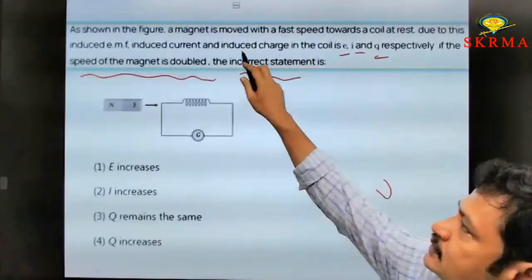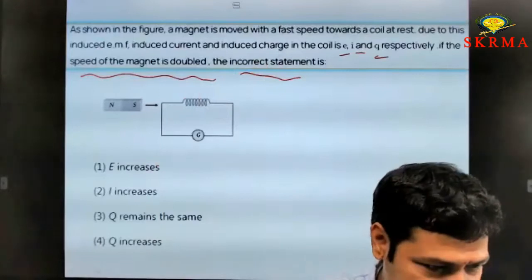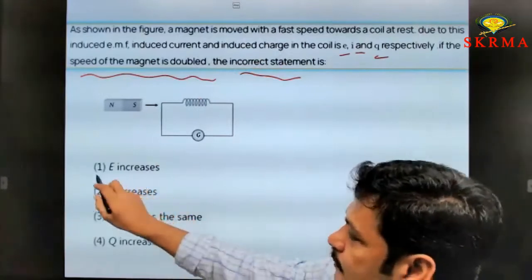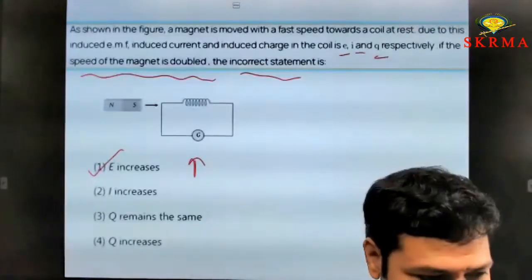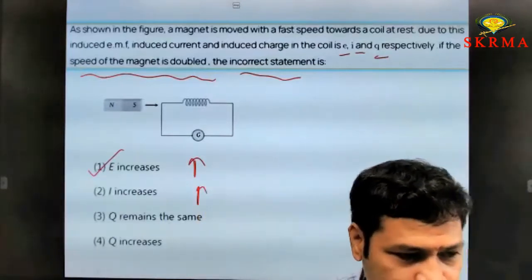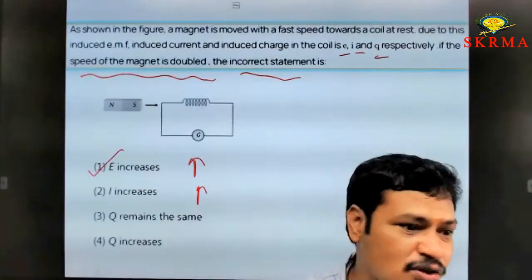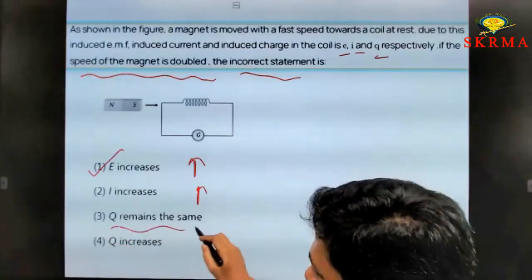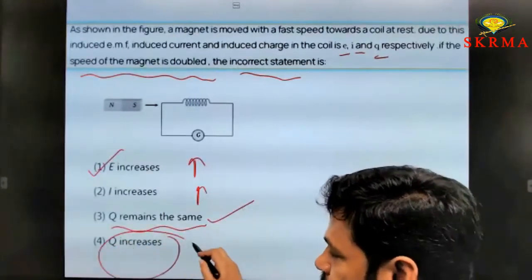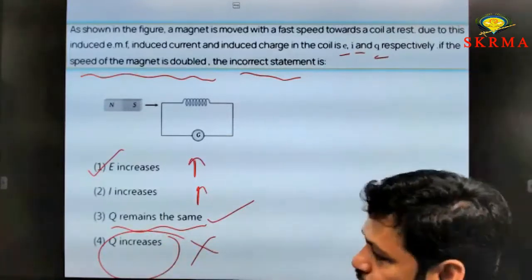The incorrect statement is, whenever the speed increases, obviously the rate of change of flux increases. The rate of change of flux represents EMF. That's why EMF increases. Whenever EMF increases, automatically current increases. But the total amount of charge flowing in the coil from one end to another end is constant. That's why Q remains the same. Q does not increase. The incorrect statement here is option 4.